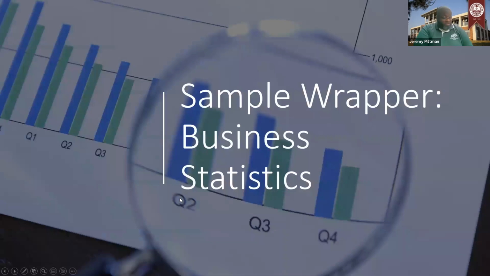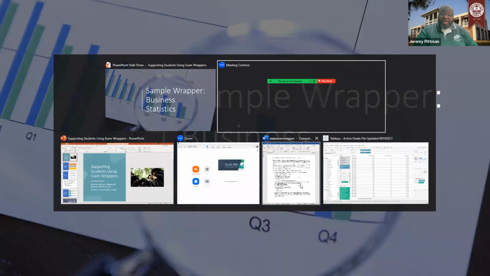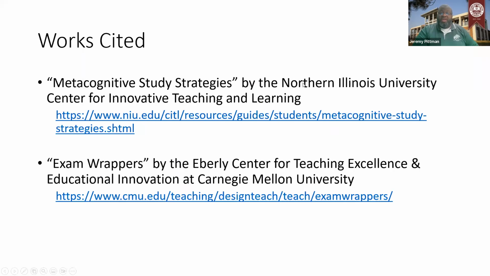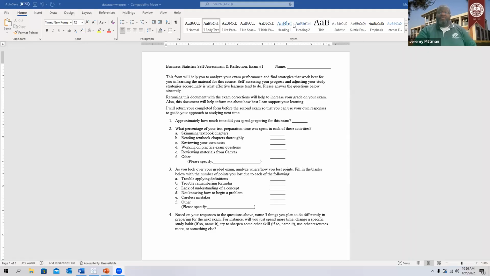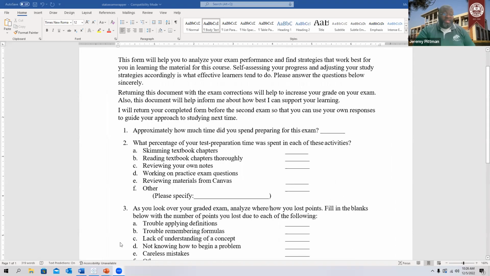So what I want to do now is just walk through this business statistics exam wrapper. So let me get this exam wrapper up right now. Oh, wow, I went too far. So give me a moment here. And let's get our exam wrapper up so we can review it. All right. So as we are looking at our exam wrapper, let me take an opportunity to zoom in on this so we can get into it.